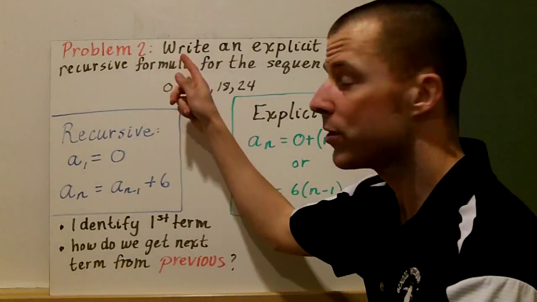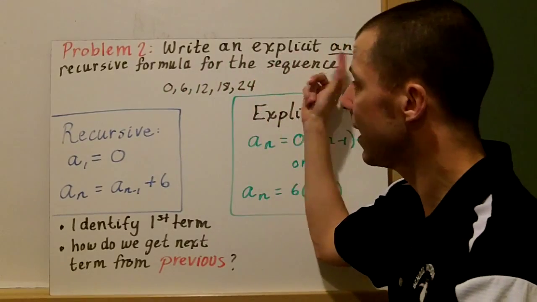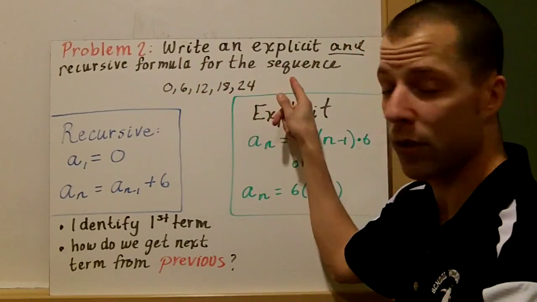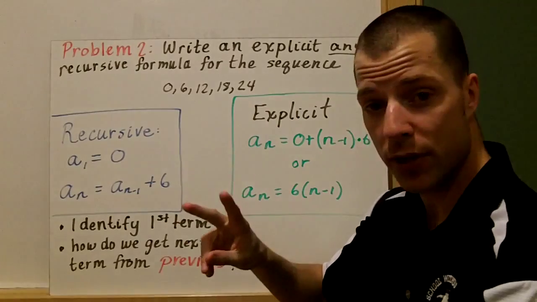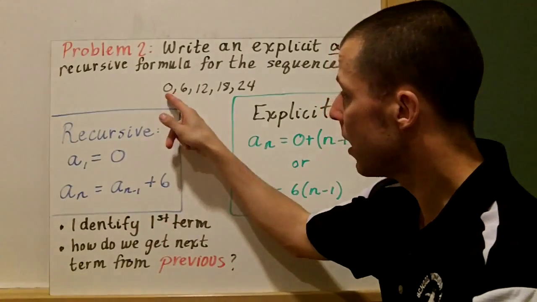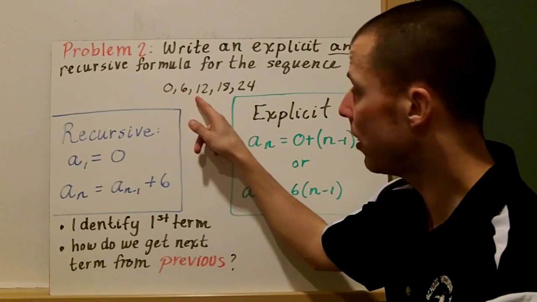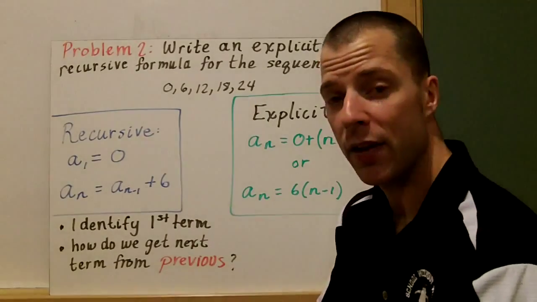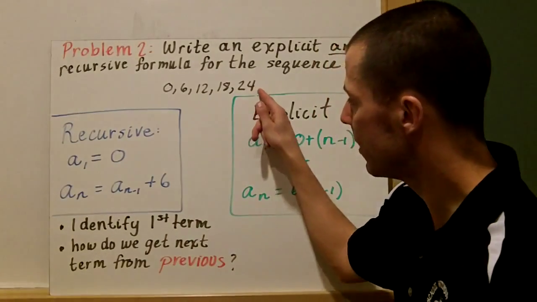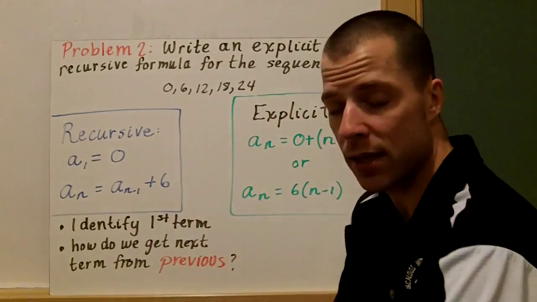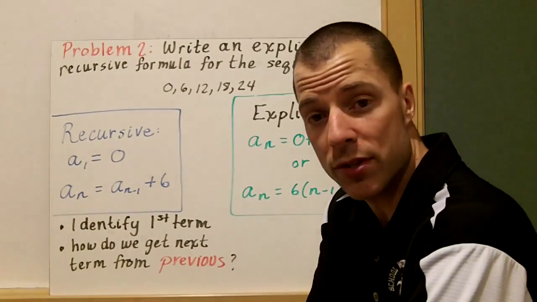Okay, problem number 2. Let's write an explicit and a recursive formula for the following sequence. So we're doing two things in this slide. Our sequence is 0, 6, 12, 18, and 24, a finite sequence. There's no comma, dot, dot, dot, so this is a finite sequence. So let's start with the recursive formula.